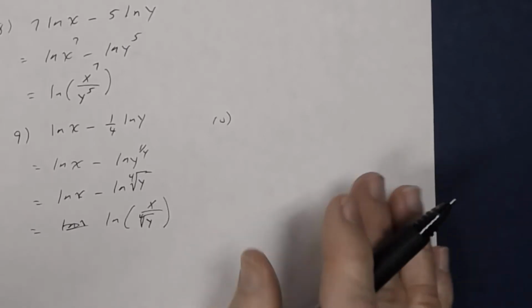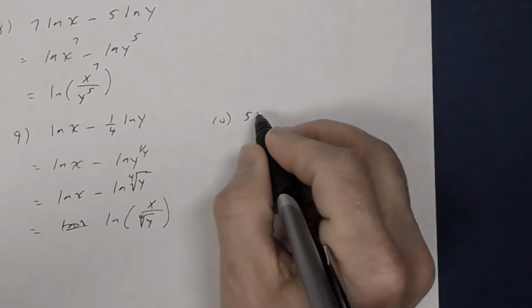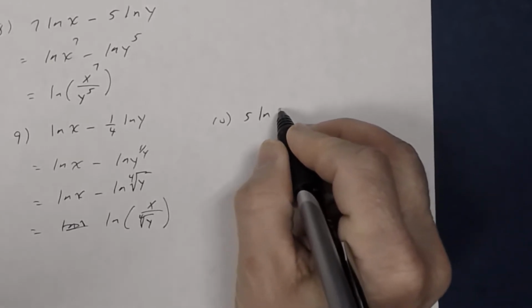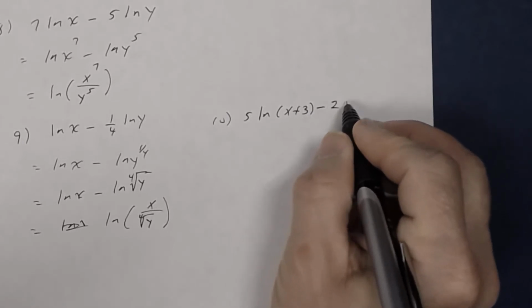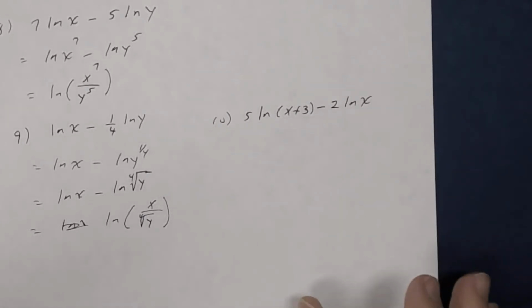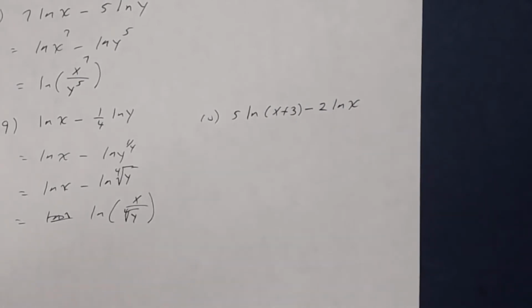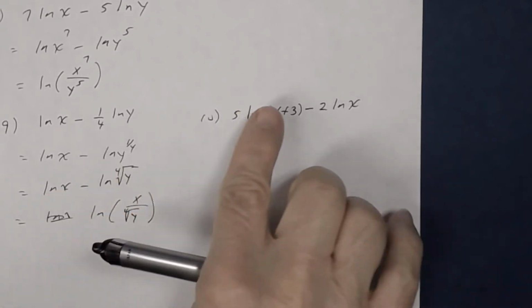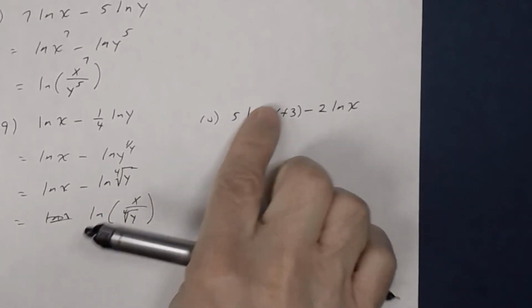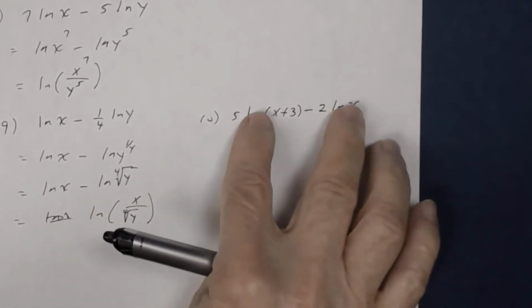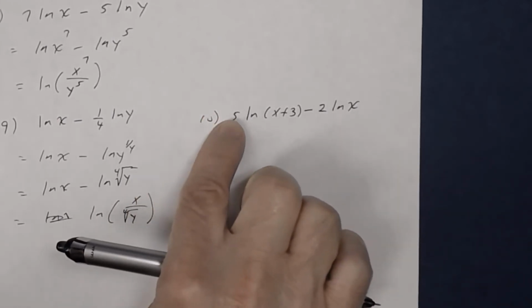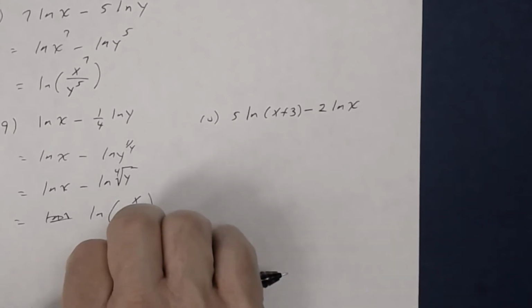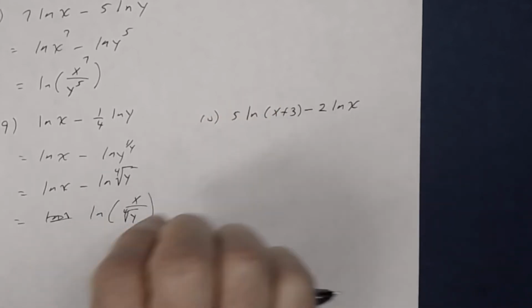All right, let's suppose I had 5 times the natural log of x plus 3 minus 2 natural log of x. So 5 times the natural log of x plus 3 minus 2 natural log of x. So you all know at some point I'm going to have to use a quotient rule and the power rule. Can I use a quotient rule first? No. Why not? Because this coefficient is not 1 and this coefficient is not 1. They must both be 1. So we got to use the power rule first.